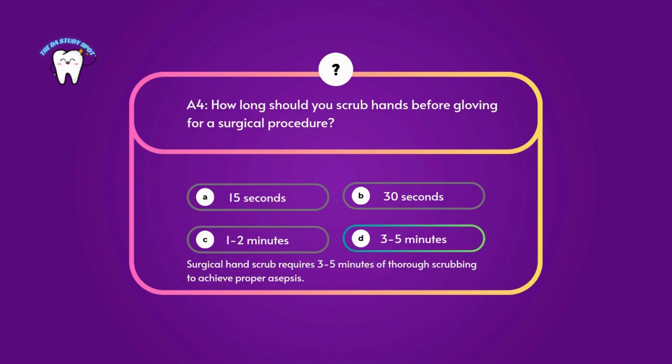The answer is D. 3 to 5 minutes. Surgical hand scrub requires 3 to 5 minutes of thorough scrubbing to achieve proper asepsis.